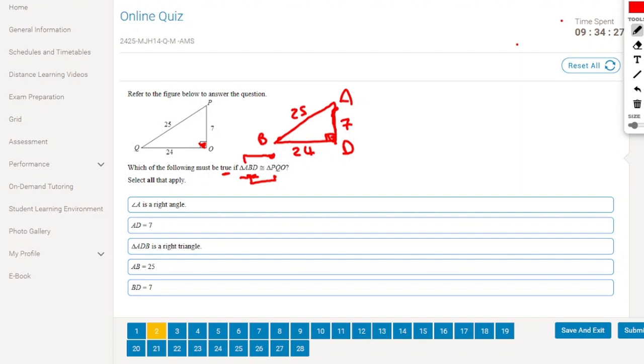Select all that apply. Now, angle A is a right angle. This is the wrong answer. It's not a right angle. It's not 90 degrees. Now, length of AD, this is AD equal to 7. Right answer. Triangle ADB, so D is the right angle. This is the right angle. This is the right answer. AB equal to 25. Yes, AB equal to 25. BD equal to 7. This is the wrong answer.